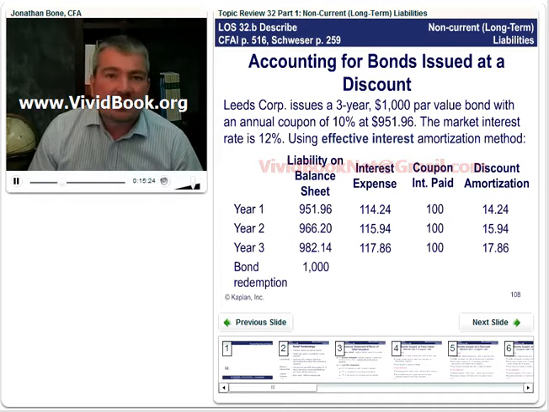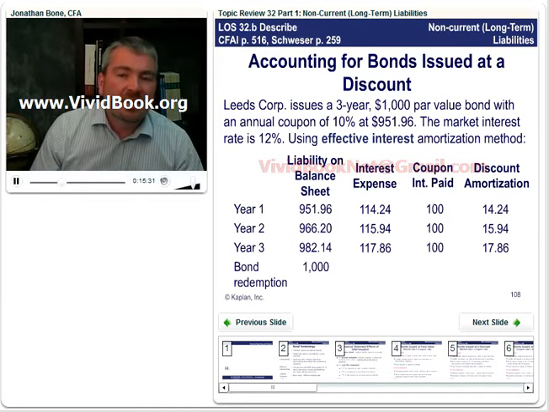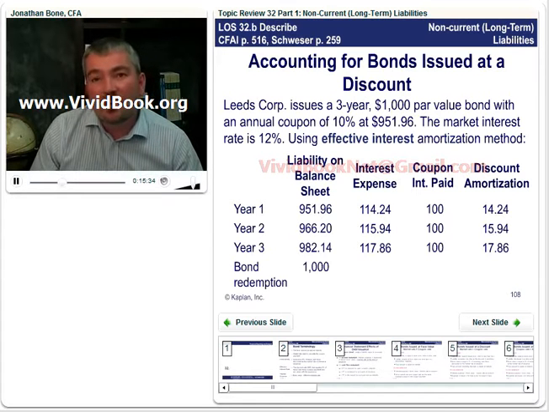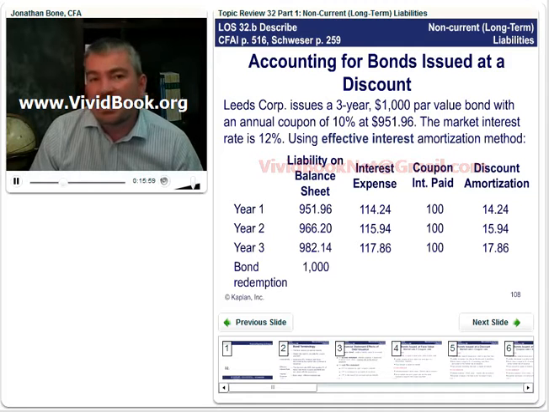Year 3, let's take our effective interest rate of 12%. So 12% of 982.14 gives us 117.86. The difference between the interest expense and the coupon is the amortized discount, 17.86. That increases the liability from 982.14 up by 17.86. So at maturity at the end of year 3, our bond is now sitting there at $1,000. And of course, then the bond is redeemed, $1,000 is paid out, the liability is extinguished, and there's no gain or loss through the income statement because proceeds equaled liability value.